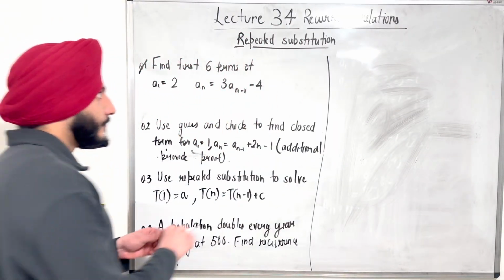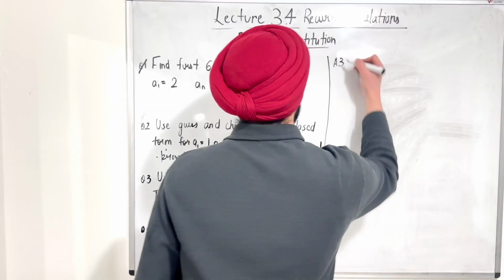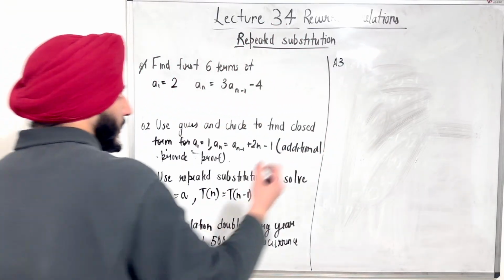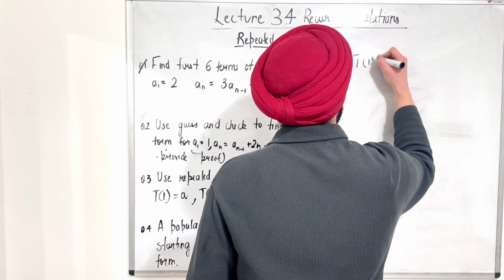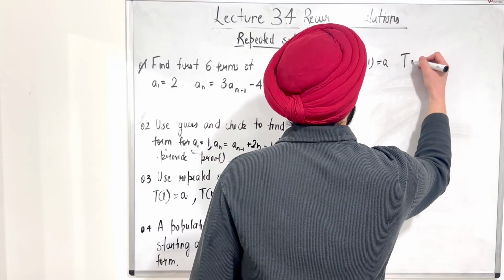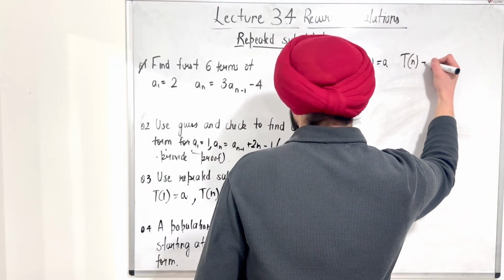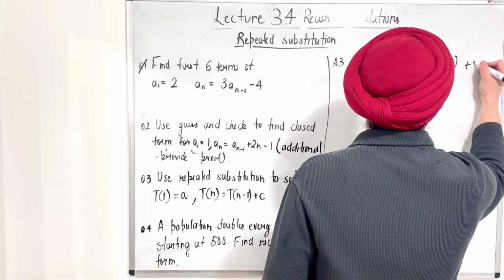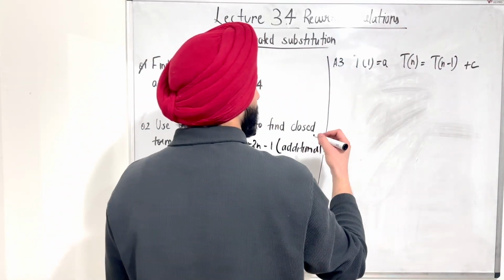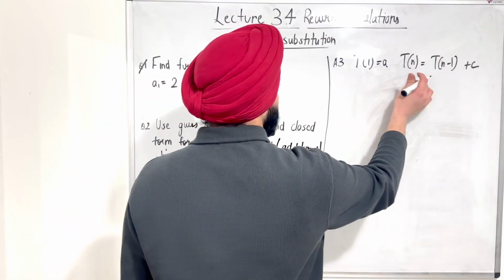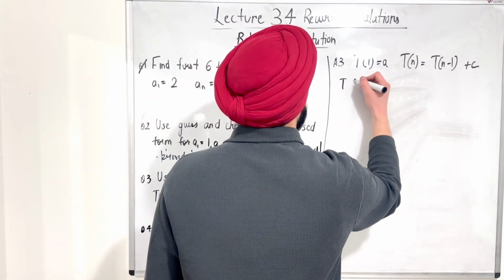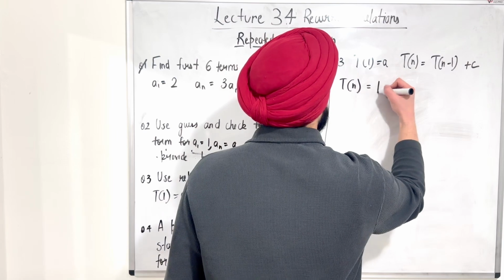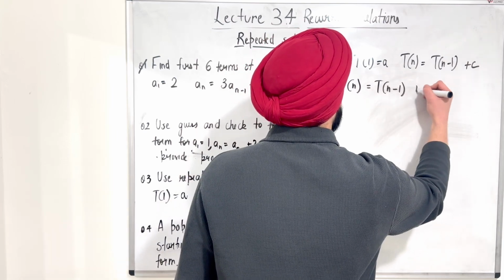Okay, so answer 3. First of all, T1 equal A, Tn equal Tn minus 1 plus C. Okay, so let's take a step now. First, we start with Tn equal Tn minus 1 plus C.